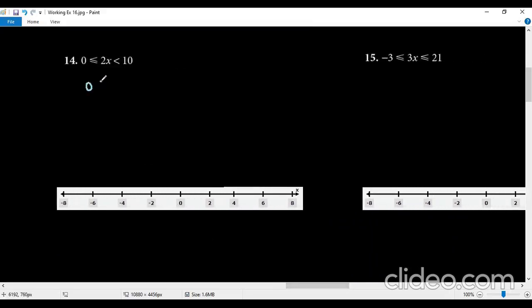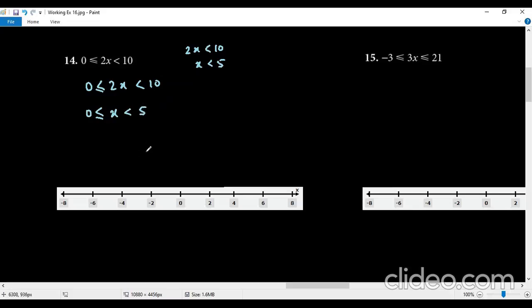This is saying 0 less than or equal to 2x less than 10. So what you do is, in the answer, you will write 0 less than or equal to 2x, and x is also less than 5, because ultimately 2x is less than 10. That means x is less than 5. This is going to be the final answer.